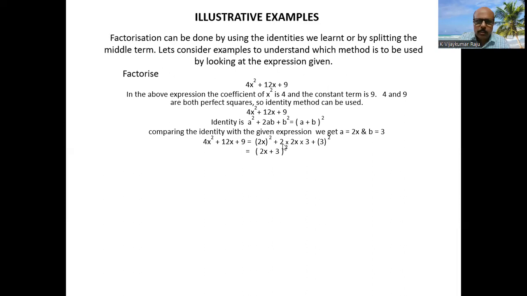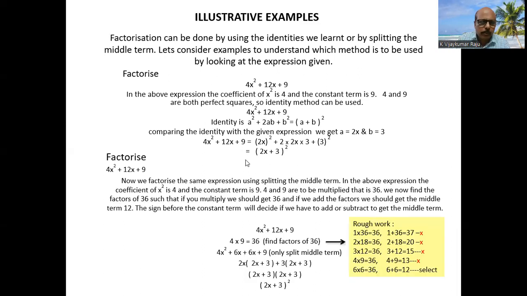So you multiply the first term and the last term into 2 and you should get the middle term. If you get the middle term, that means the identity is perfect and we can use it, and just write the answer as 2x plus 3 whole square. Now let us take the same example and solve it using the splitting the middle term method so that we get a comparative study of the two.